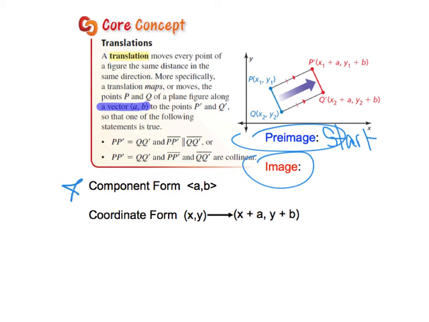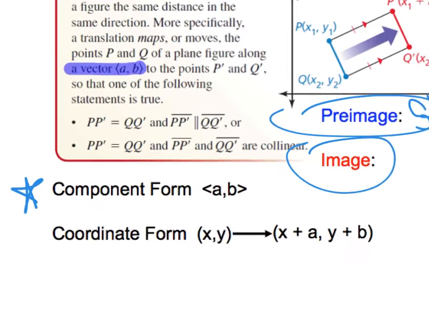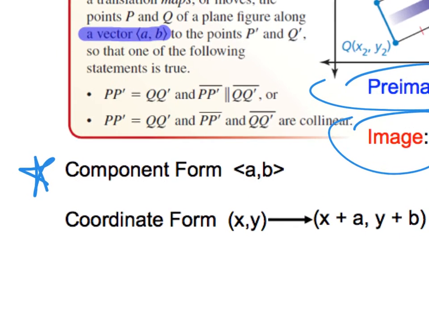And we can describe these translations in 2 ways. We can use component form, which basically looks kind of like an ordered pair. So if we had an arrow and we had 1, 4, that means we would move to the left or right 1. In this case, that's positive 1, so we would move to the right 1, and we would move up 4 because it is a positive 4.